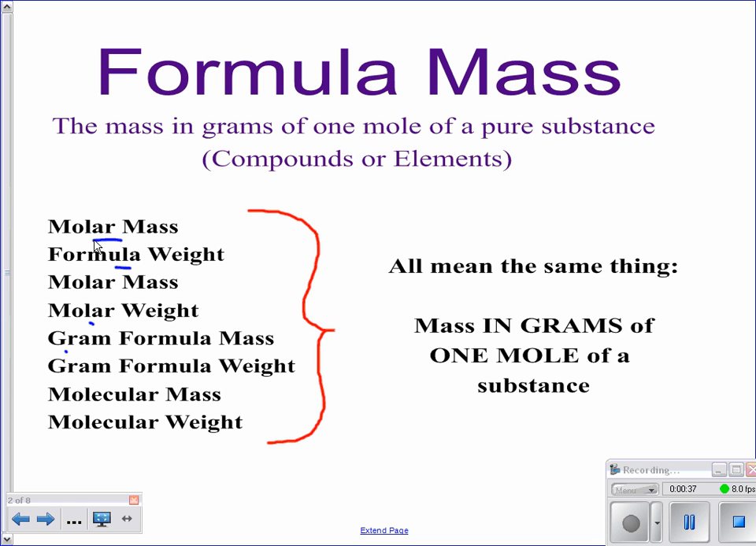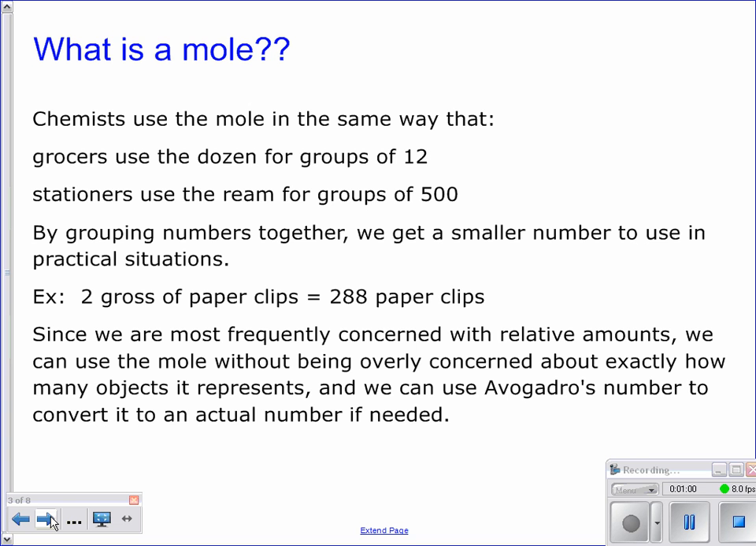When we talk about the mass of that compound, how much of that compound? 1 mole of that compound or element or whatever that substance happens to be. So formula mass, molar mass, all of those things mean the same thing. It's the mass in grams of 1 mole of that substance. So of course that brings up the question, what in the world is a mole?